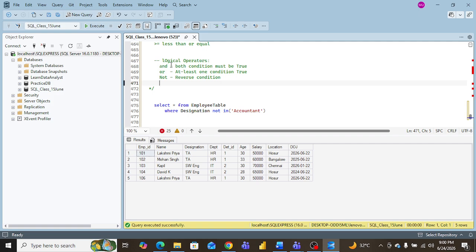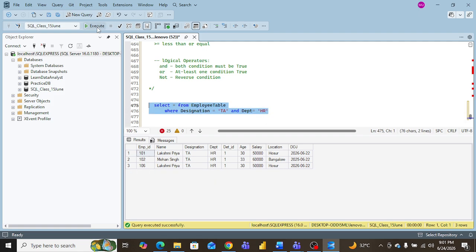Now you know how to use AND or OR. Let me tell you: designation is equal to, let's see, what designation you want, TA, and department is equal to, let's see. So we got it like this. We are using AND, it means both conditions are true.